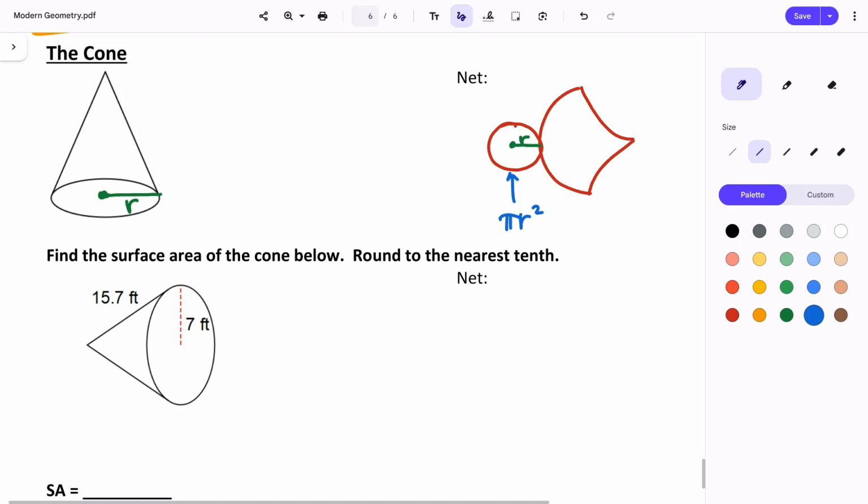Now let's think about the other side, the other part of that net. If I need to find the area of that, I still have to think about the fact that it's curving. So there's still going to be this pi involved.